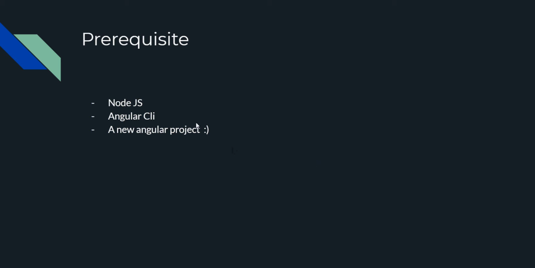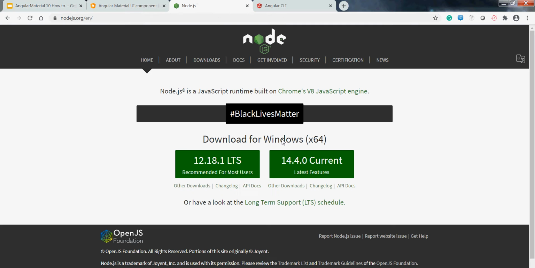So basically the first prerequisite is that you should have already installed the latest version of Node.js on your system, and after that you need to install the Angular CLI. Node.js you can download from here and install as per your requirement. Currently I have Windows 7 on my system, so I'm running 12.18.1, which is mostly recommended for all users, and the latest features are included in 14.4. You need Windows 8 or a higher version to install this 14 version, so please download one of them as per your need.